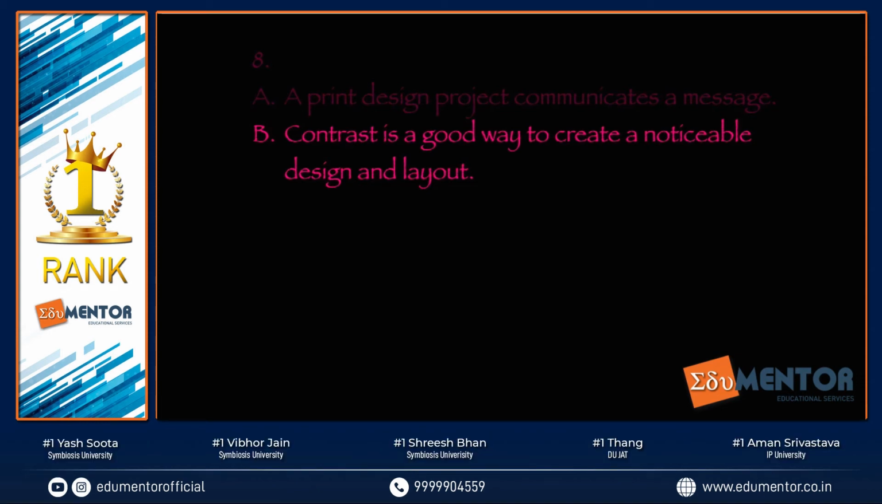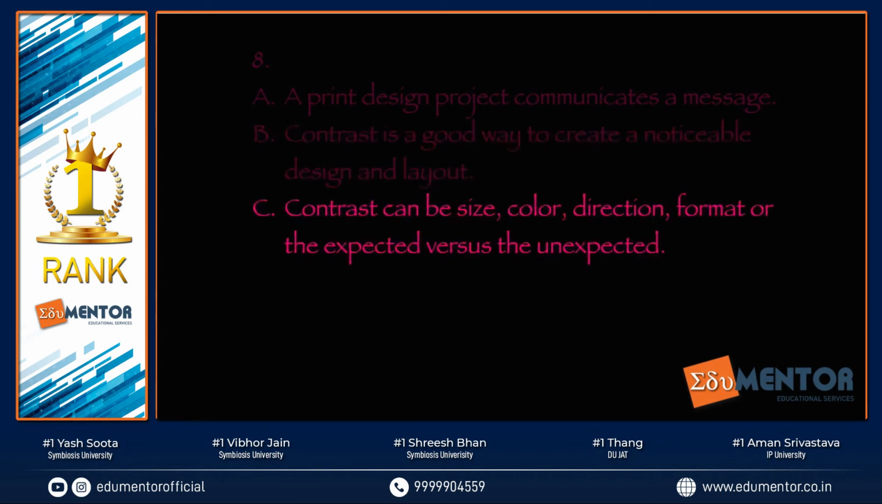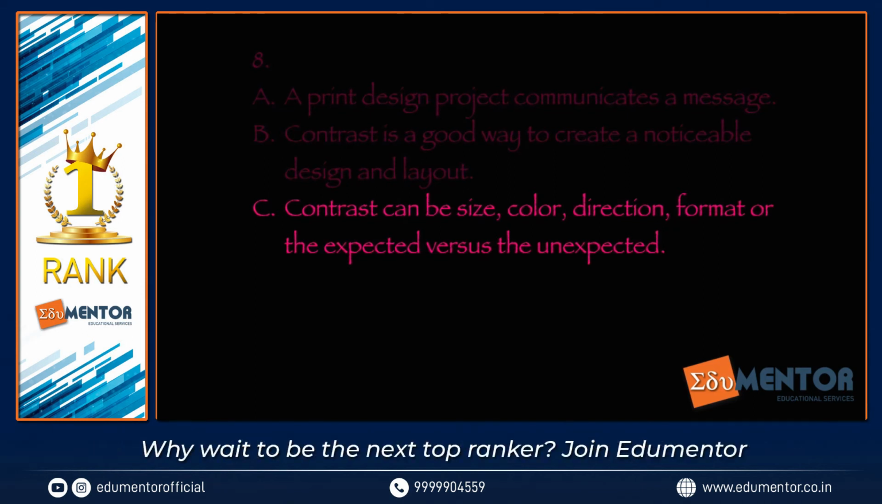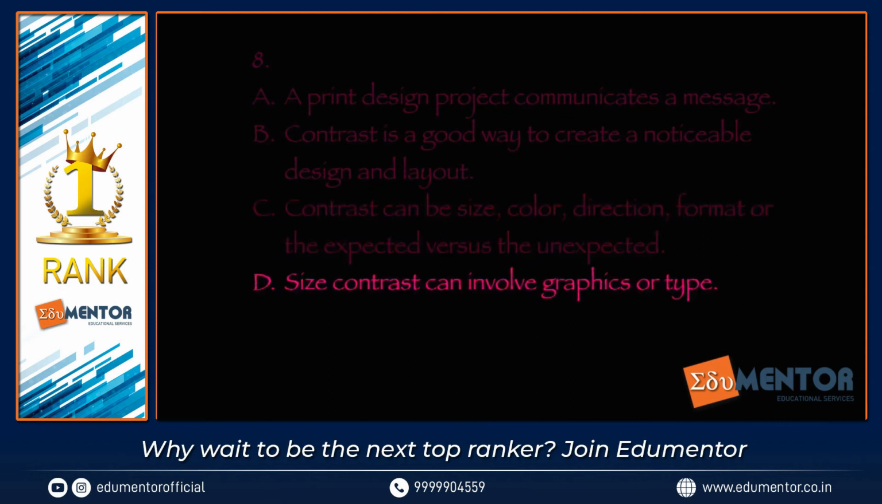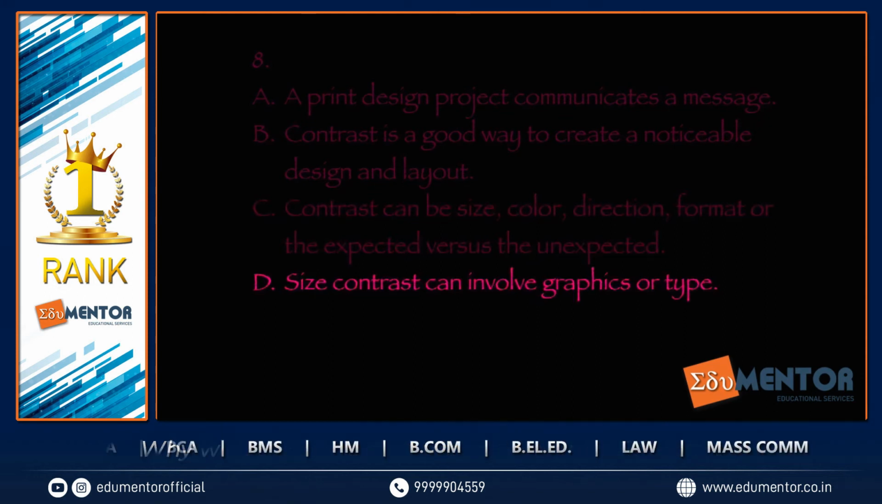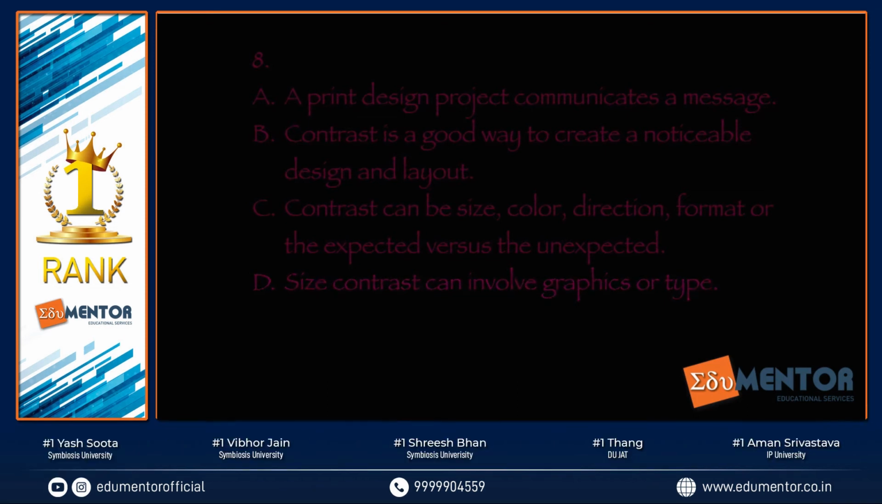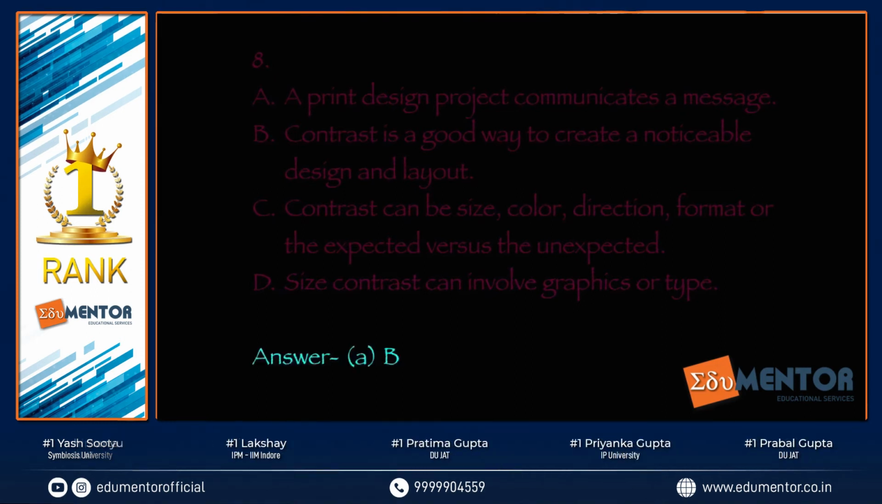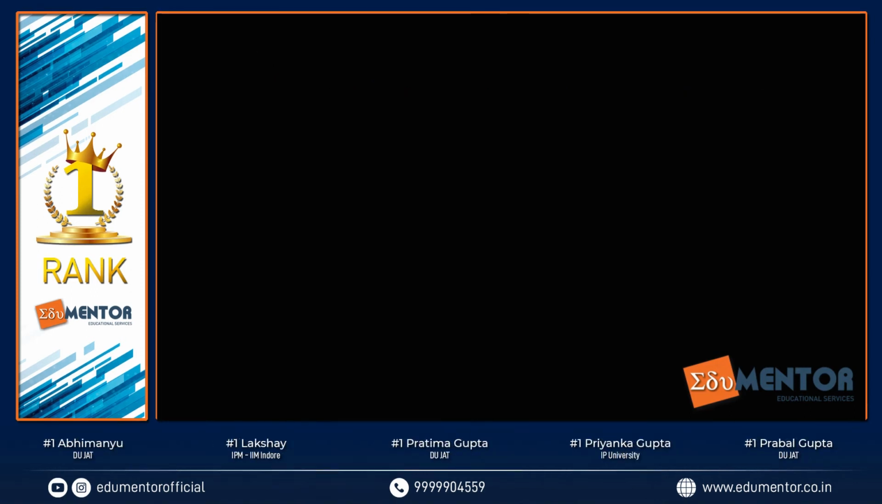Look at the next one. Contrast can be size, color, discretion, format, or the expected versus the unexpected. This is correct. Size contrast can involve graphics or type. Now this is also right, which means our answer is option A, which means only and only statement B is wrong. Look at the next. Okay, now para jumbles.